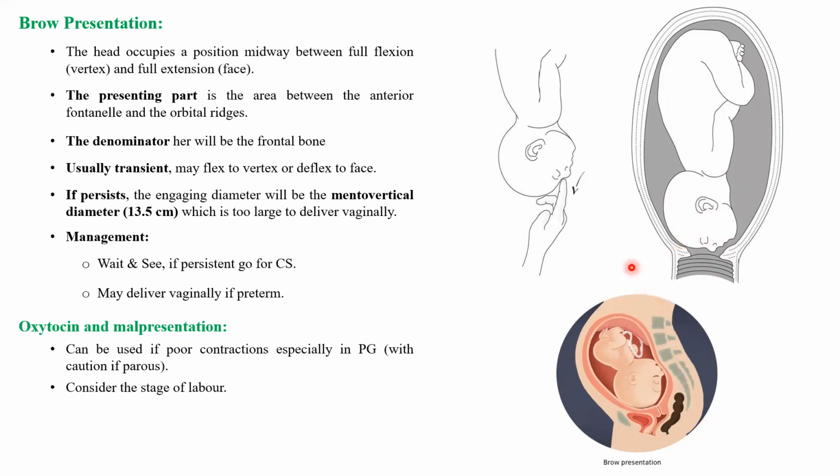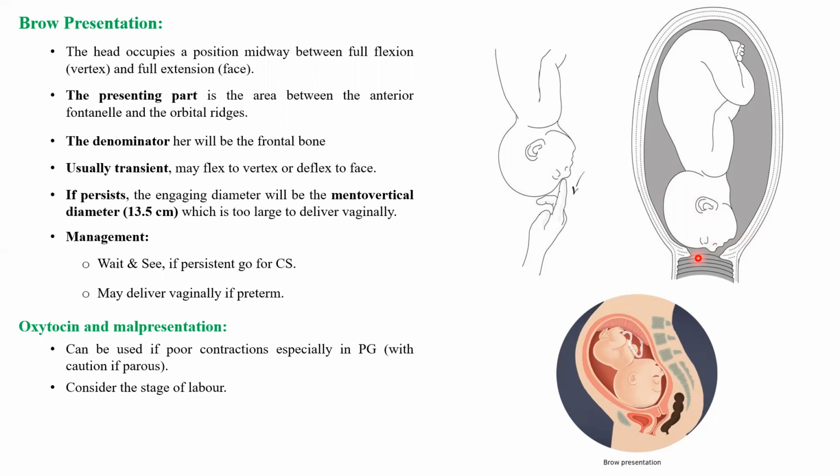Usually, it is transient. What is the meaning of transient? It means with good uterine contractions, the head will either take the position of full flexion and convert into vertex, or it will take the position of full extension and it will be face. But if it is persistent brow, the engaging diameter here will be the mento-vertical diameter, which is 13.5 centimeters, larger than any diameter of the female pelvis. So labor will become obstructed and there is no mechanism of labor here.